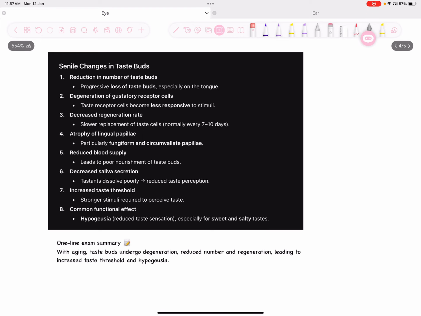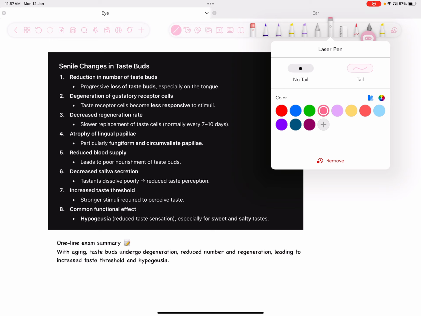Right, so right now we're discussing the senile changes in taste. But what does senile mean? It means to do with age. So basically, as people get older, they lose their ability to taste. Not exactly lose, but it decreases. The sensitivity to taste decreases.